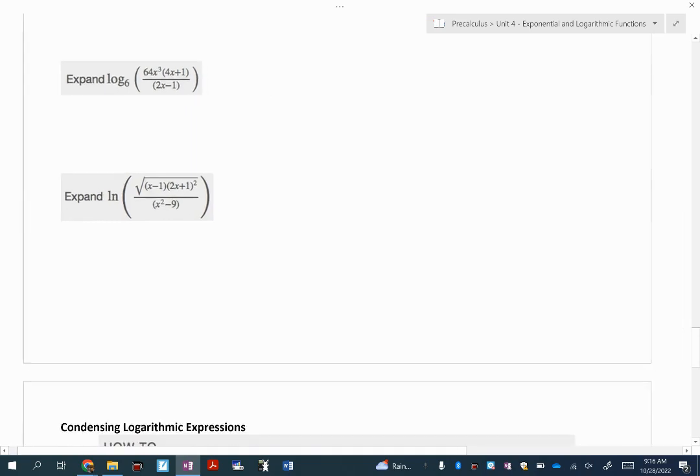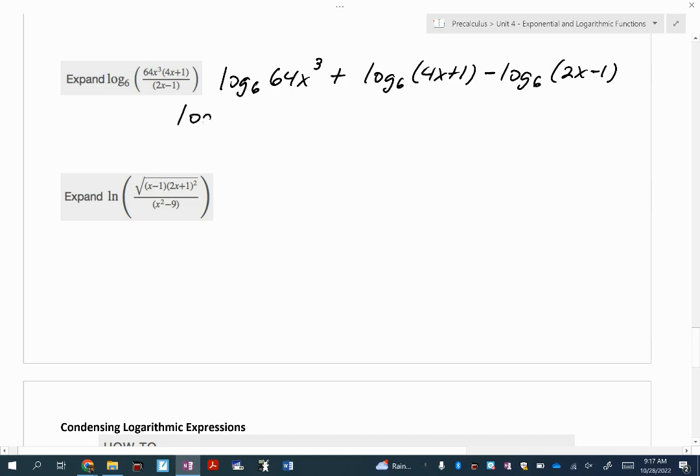All right, a lot going on here with this one, but what I would always tell students is if it's in the top, make sure it has addition. If it's in the bottom, make sure it's with subtraction. So log base 6 of 64x cubed plus log base 6 of 4x plus 1, and then minus log base 6 of 2x minus 1. Okay, let's split up the 64 and the x cubed. So I can write that as log base 6.